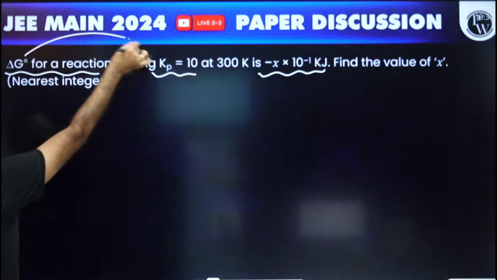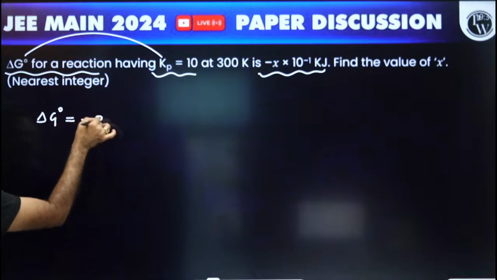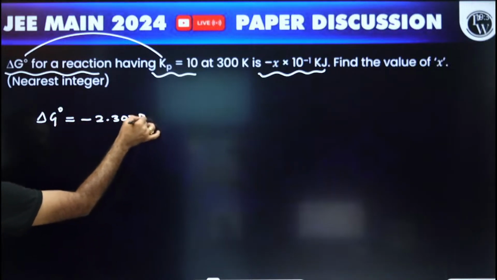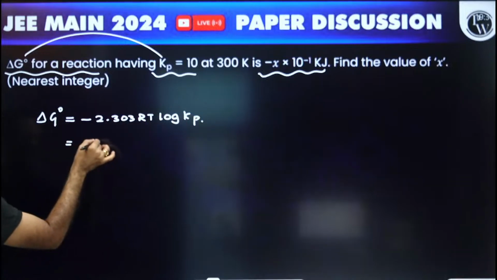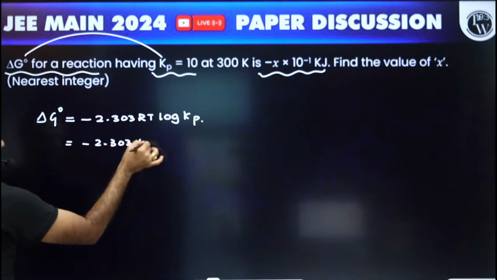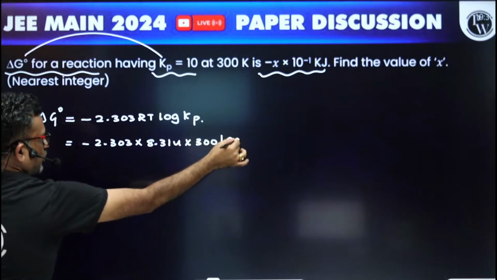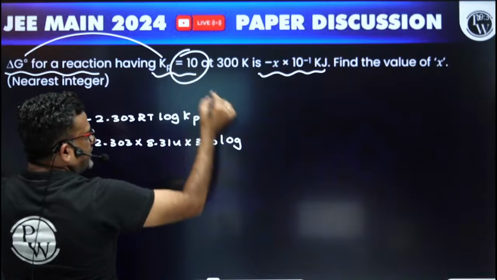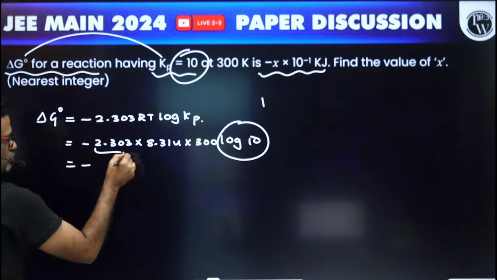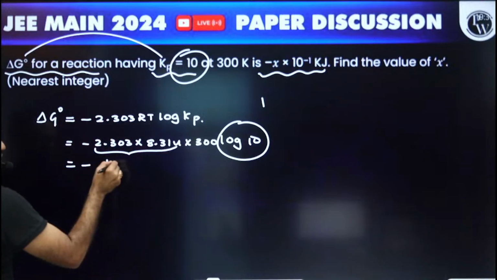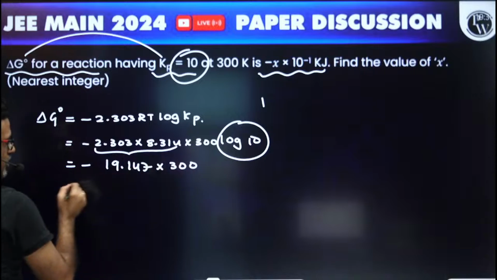So what is the relation between delta G naught and Kp? Delta G naught is minus 2.303 RT into log of Kp. That is minus 2.303, your R is 8.314, your temperature is 300. Log of Kp is how much? Kp is 10, and log of 10 is 1. Minus 2.303 into 8.314 is 19.147, into 300 is what you have to do.